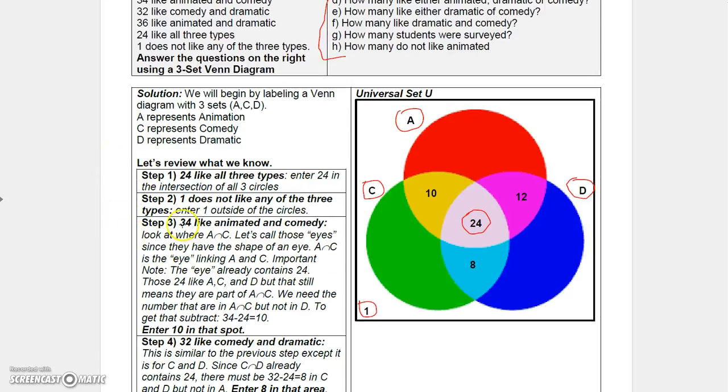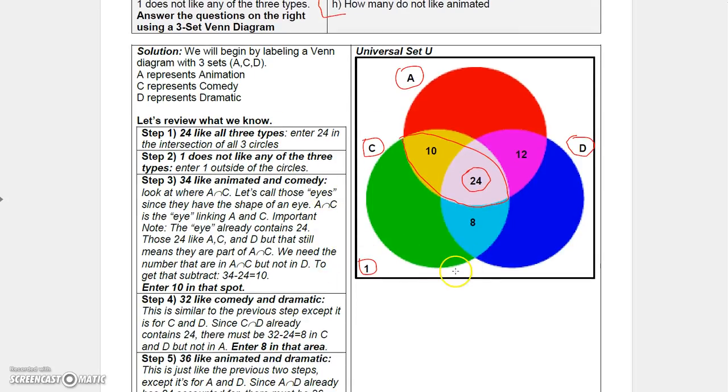Okay, now what else do I know? Well, I'm given that 34 like animated and comedy. So the intersection of A and C should be 34. But that would be this region right here. But see, I've already got 24 of those accounted for here. So what I need to do is make up the difference out here. If it says 34 like animation and comedy, then you've got to have a total in this intersection of A and C of 34. Well, you've got 10 and 24 now, so that's a total of 34.